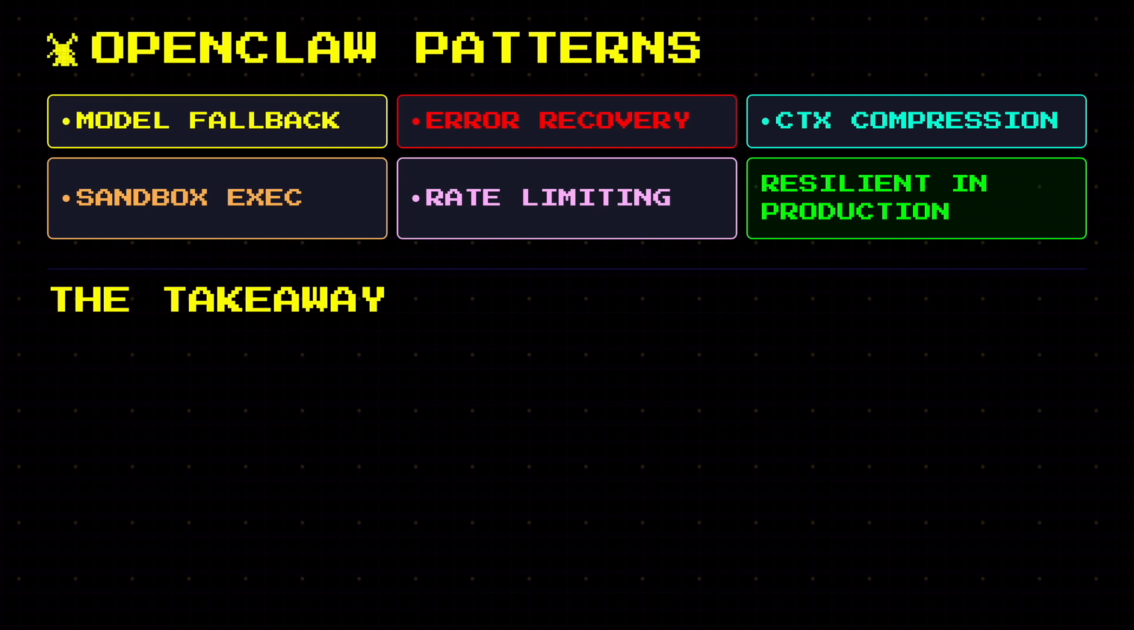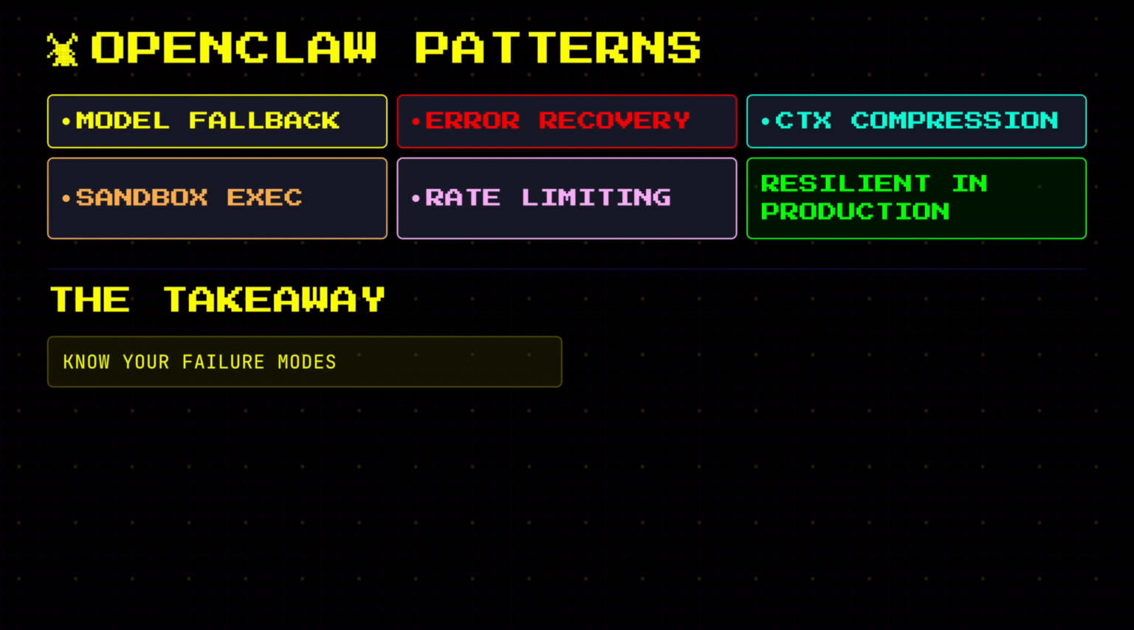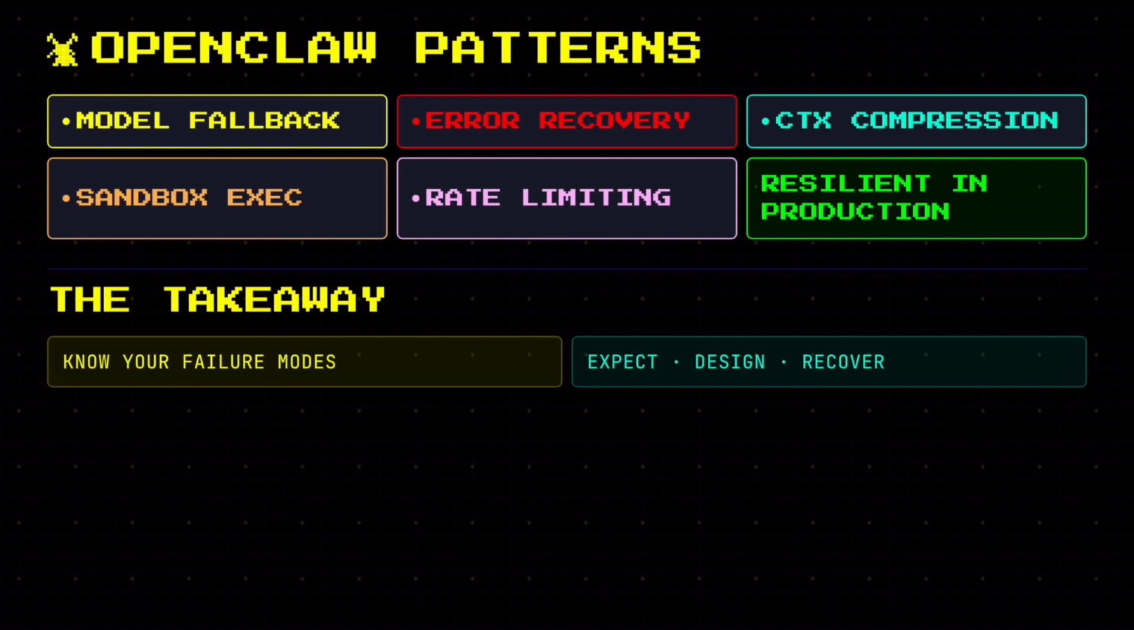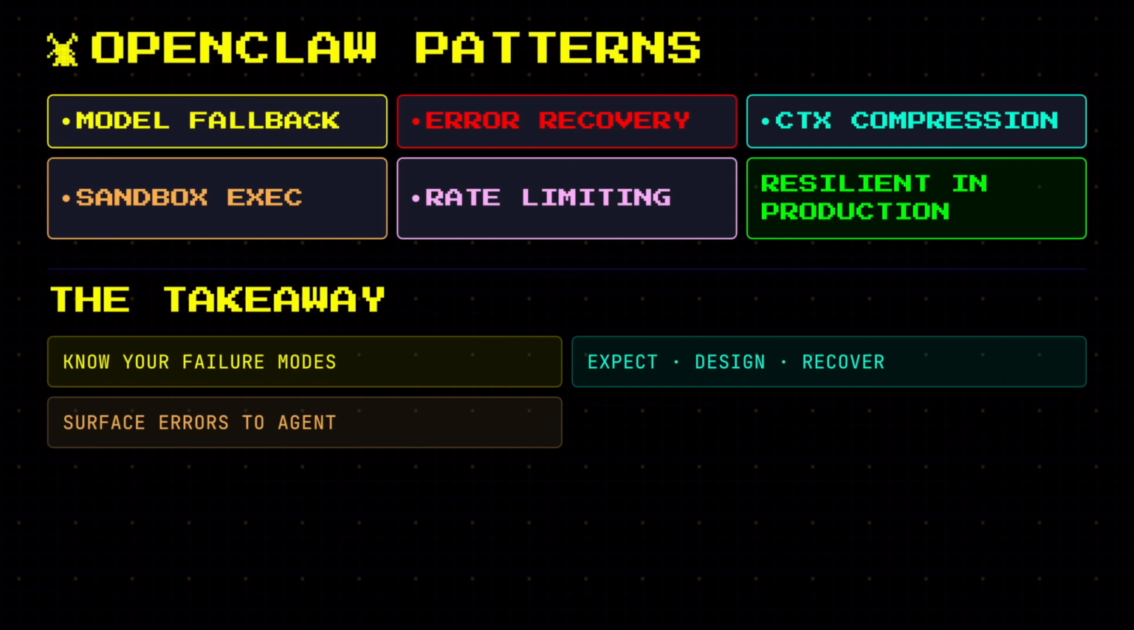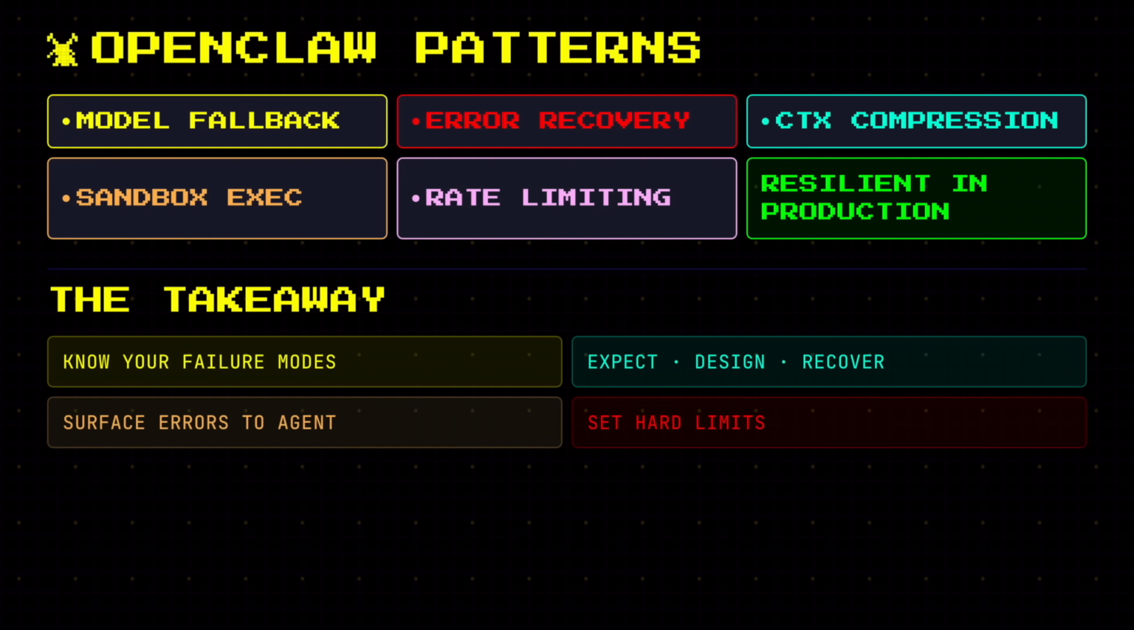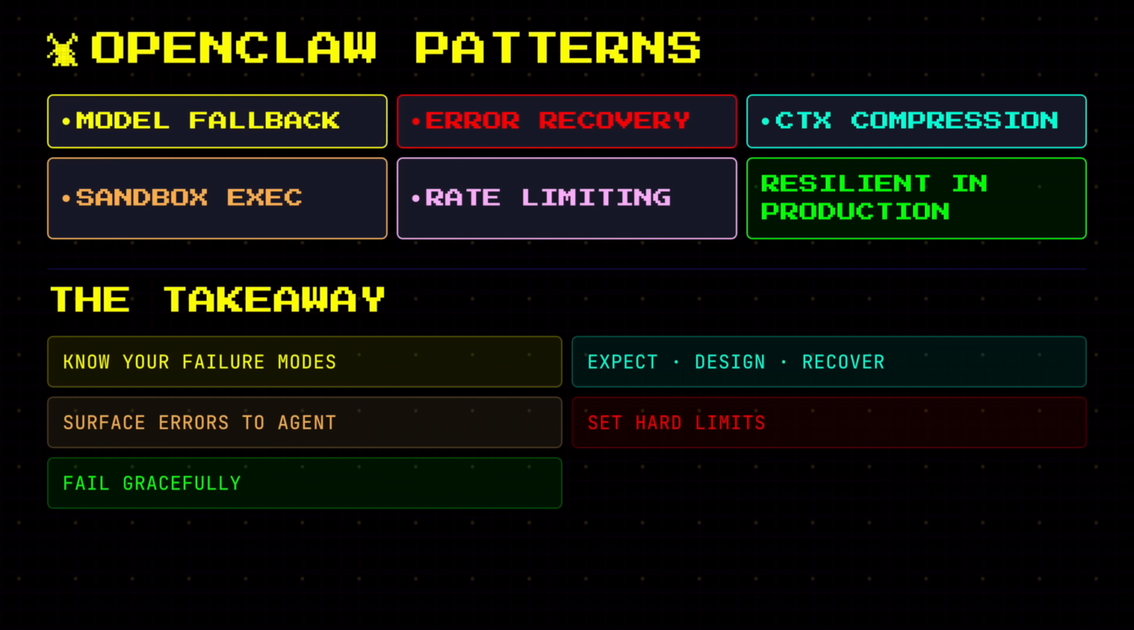Error handling is essential for production agents. Know your failure modes. Build recovery strategies. Expect failures and design for them. Surface errors to the agent so it can adapt. Set hard limits to prevent runaway costs. Log everything so you can debug unexpected behavior. When things go wrong, fail gracefully to the user. Robust error handling is what separates demo agents from production systems.